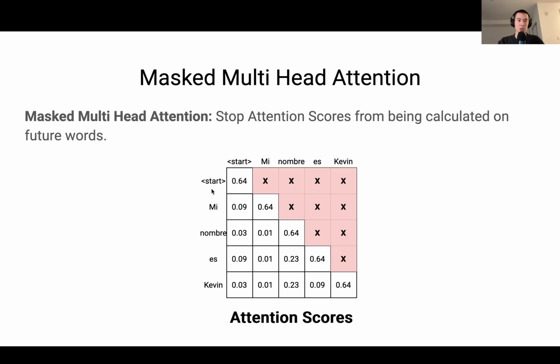So at the start of "mi nombre es Kevin," at the nombre part, no attention scores are calculated for es or Kevin, which are the future words, right? Same with mi. The future words are nombre, es, Kevin. No attention scores are calculated. But the last part of the translation, which is just Kevin, all the attention scores are fine as they are.